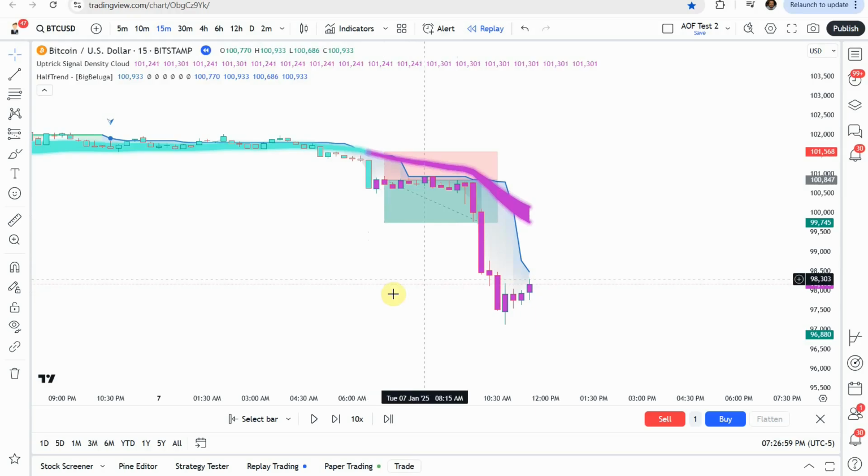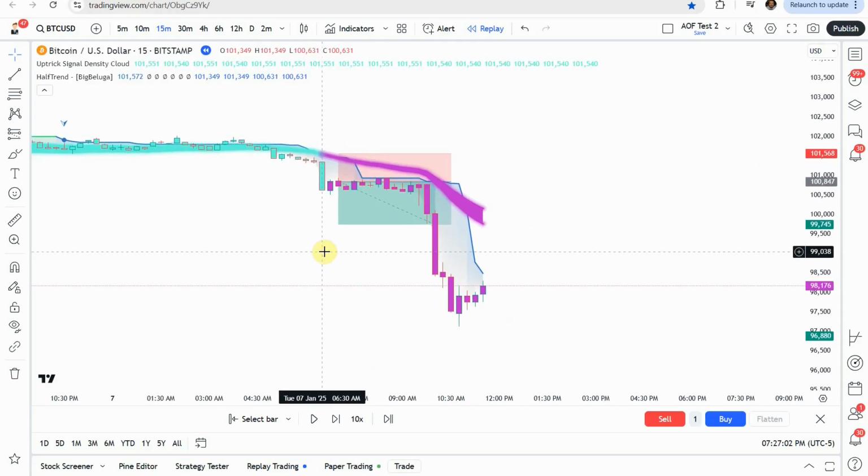Alright, so again we run into consolidation, then make this really strong push to the downside, getting us to our take profit once again. Alright, so that puts us at the end of the testing right there.